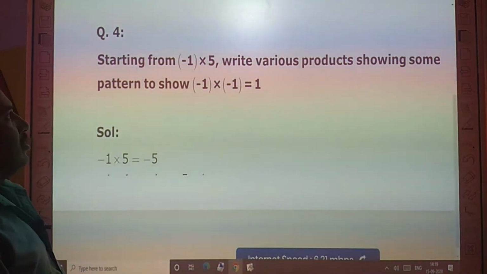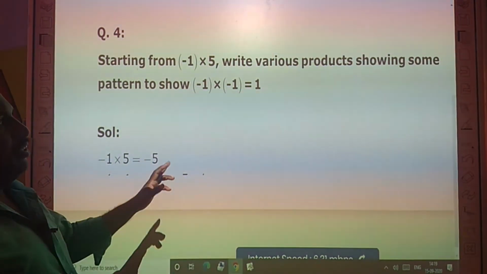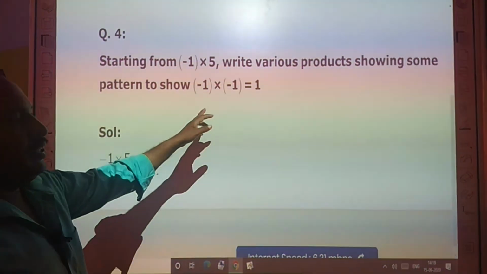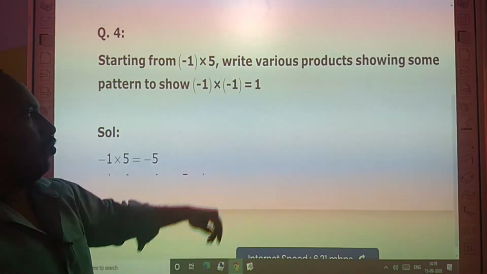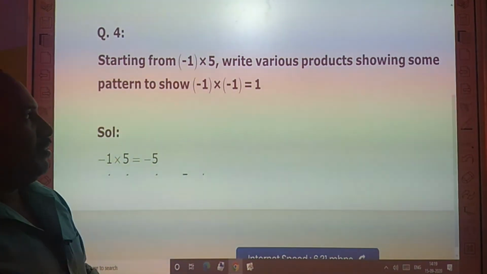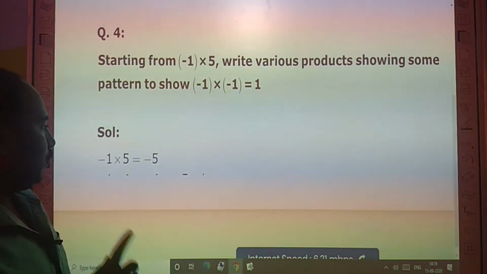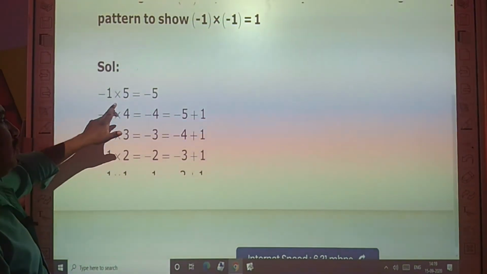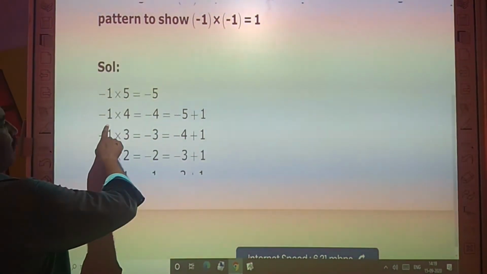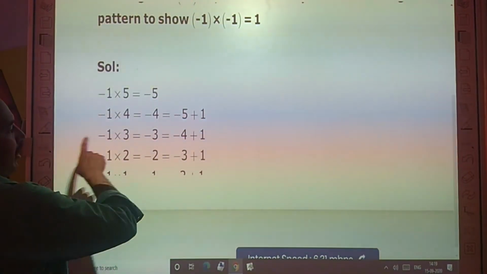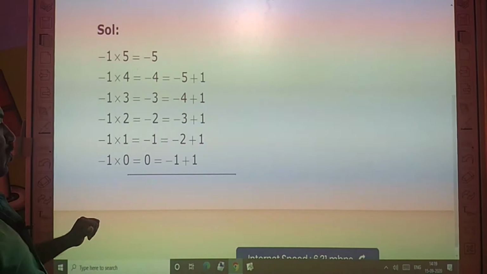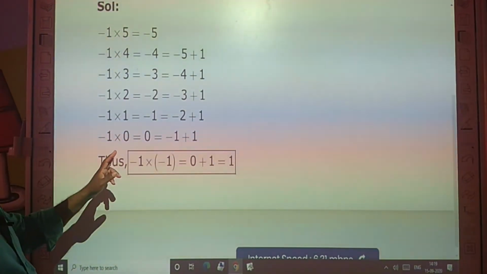Question number 4. Starting from minus 1 into 5, write the various products. So the sum pattern is to show minus 1 into minus 1 is equal to 1. The given first term is minus 1 into 5 and the last term is minus 1 into minus 1, equal to plus 1. Minus 1 into 5 is the first one. Then second one minus 1 into 4, third one minus 1 into 3, fourth one minus 1 into 2, fifth one minus 1 into 1, the last one minus 1 into 0.